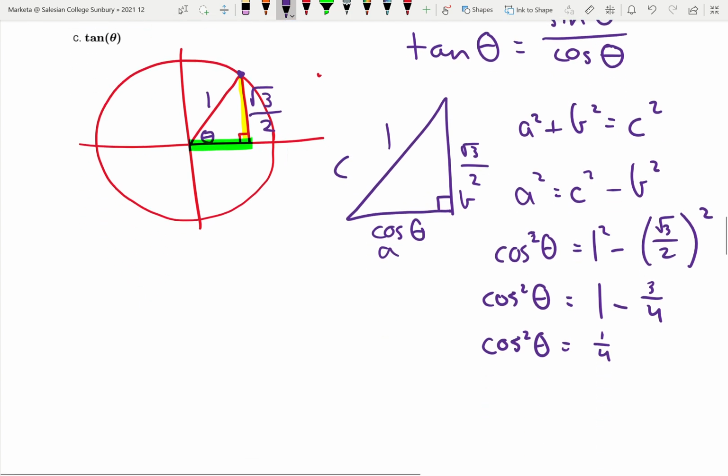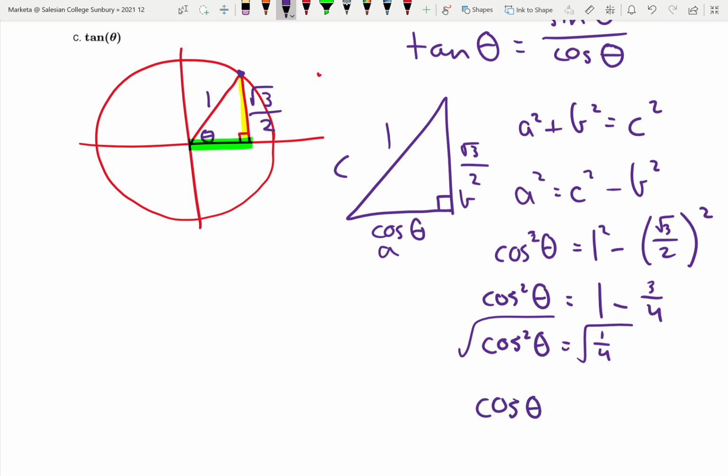And of course, then we've got to square root both sides. So cos theta equals plus or minus half. And this is where you need to decide, is it going to be positive or negative? In the first quadrant, because we're just in the first quadrant here, our cos value is positive. We can see that because the x value of this point would be positive. So we can remove the negative. And now we know this length here is half.